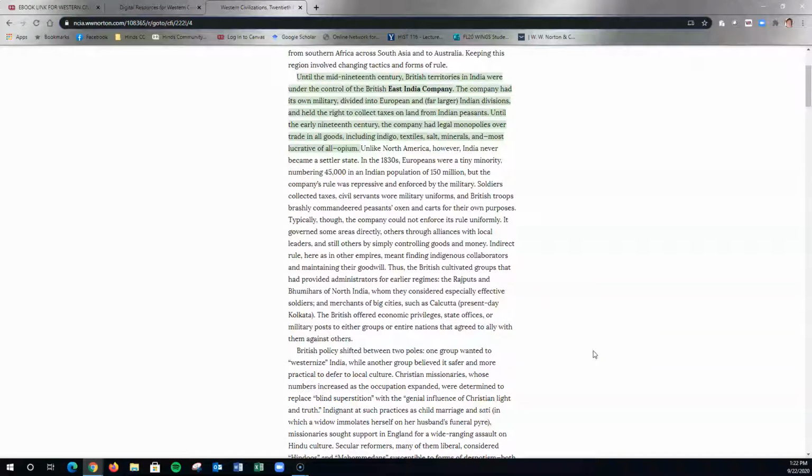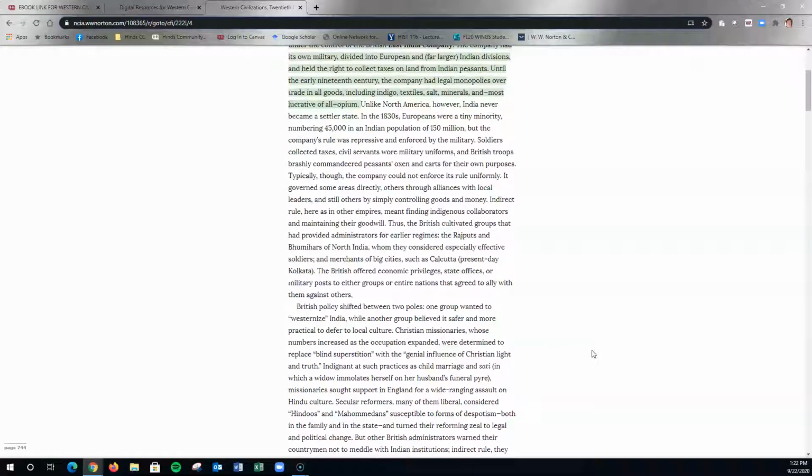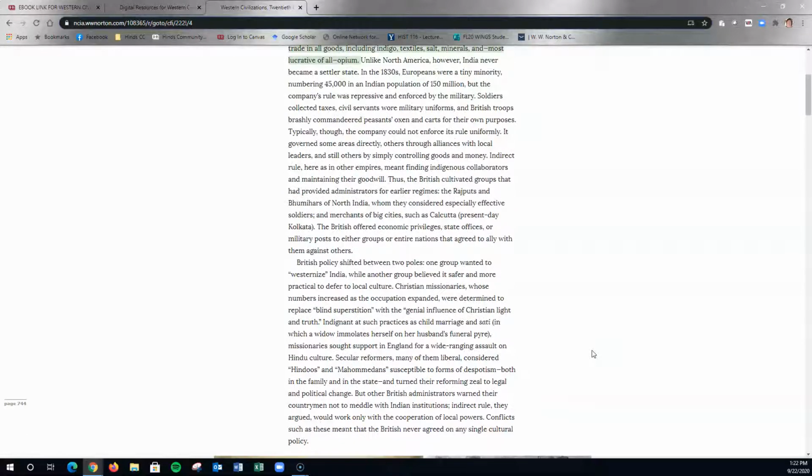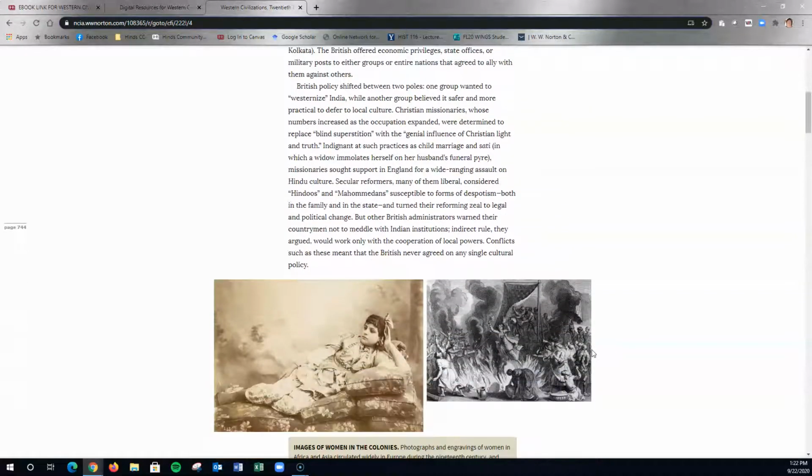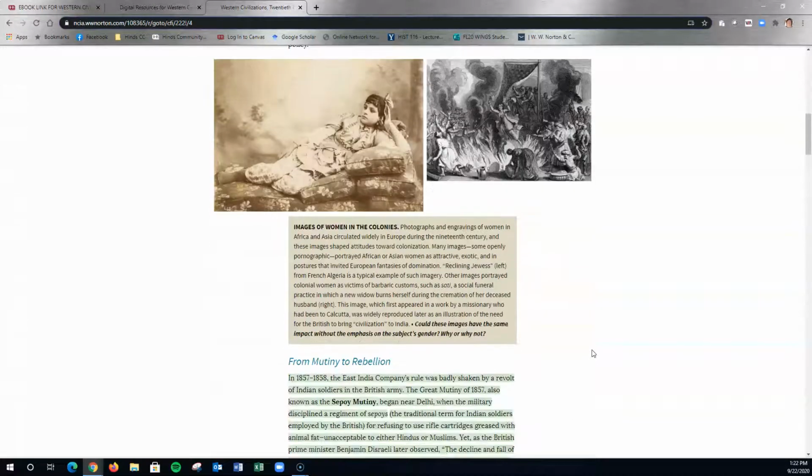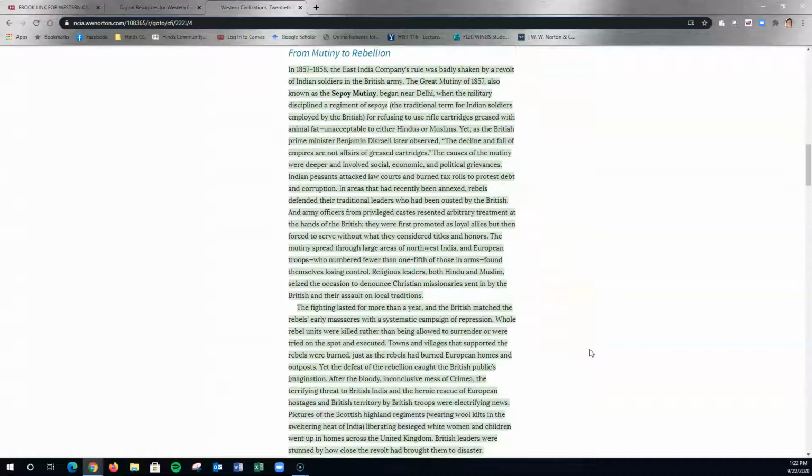The British had taken control of some very profitable areas, including the poppy fields in North India, and they would begin to use opium as an export, and export it to other nations as well. So one of the most important things that happens in India is this section right here, the mutiny, the Sepoy Mutiny, the Great Mutiny of 1857.